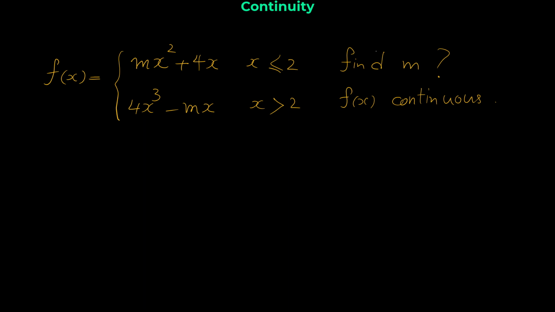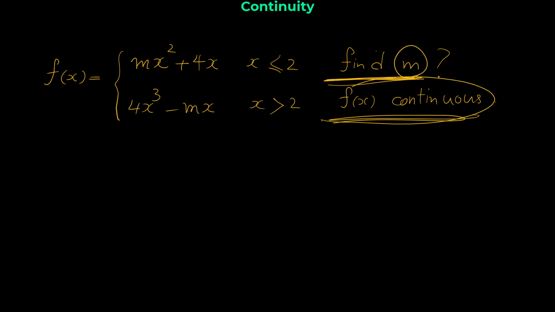So let's review the question again. We have a piecewise function, but this is a bit different from the previous examples. Look at the given function. We have variable x, which is the variable of the function. But m, what is m? M is an unknown. We have to find m. That value of m makes f of x continuous. So basically this function is not continuous, but for one specific value of m, we can make this function continuous. What is that value for m?